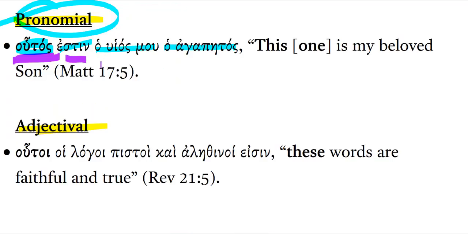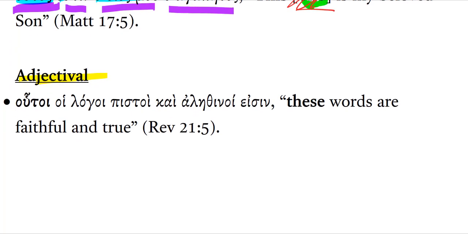This one is my son, the beloved. This one is my beloved son. This man, this person, this one is my beloved son. We don't have to provide it, but we can provide the word one if we want. This one, this man, this person. Or we can just say this. This is my beloved son.